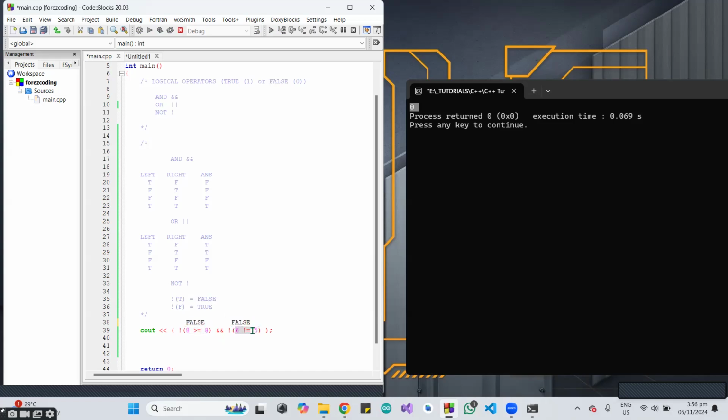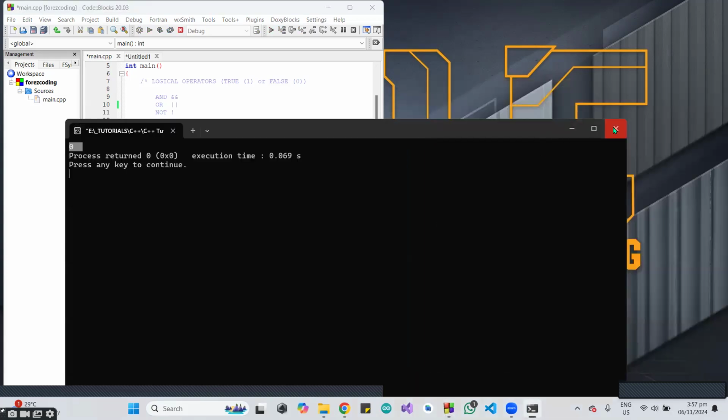And then we have here 6 is not equal to 5. That is also true, and we have not before the parentheses. Therefore, it converts the answer into false. And by using AND operation, false and false is false. Therefore, we get there the answer of 0.